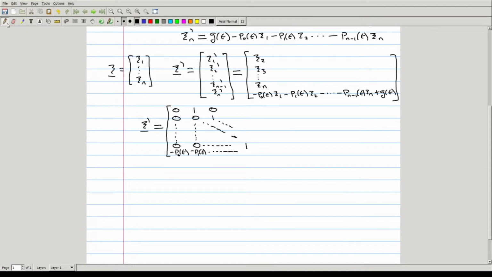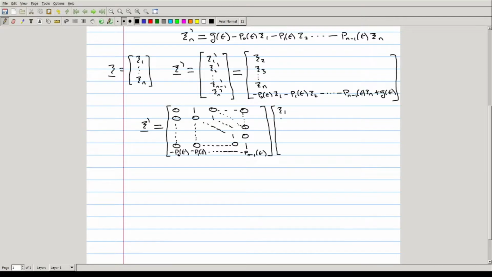Just to kind of give a reminder, this is going to be a 0. This term is going to be a 0. This term will be a 1. This will be negative p n minus 1 of t. Then these zeros go all the way up to here, all the way down to here. So it's this matrix multiplied by xi.